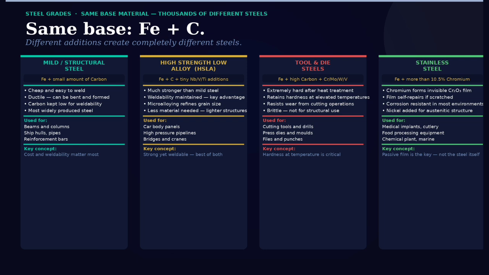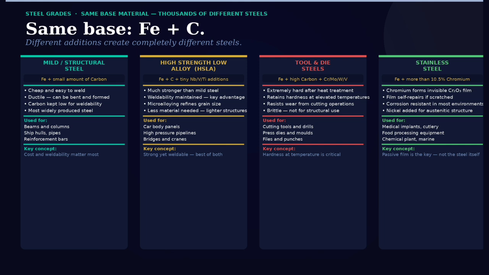High-strength, low-alloy steel adds tiny amounts of niobium, vanadium, or titanium. These microalloying elements refine grain size, making the steel much stronger while keeping the same weldability. Used in car body panels, pipelines, and offshore platforms.